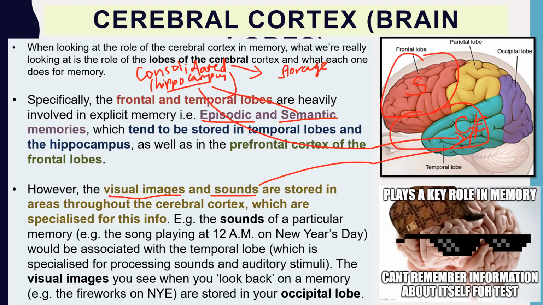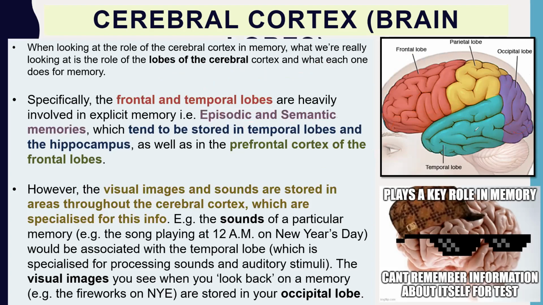The visual images of a memory are stored in the occipital lobe. When you recall the information of a night or somewhere you went, all of these lobes integrate that information to allow you to recall it again. In simple words, encoding, or consolidation, of explicit episodic and semantic memories happens in the temporal lobe due to the presence of the hippocampus in the temporal lobe.